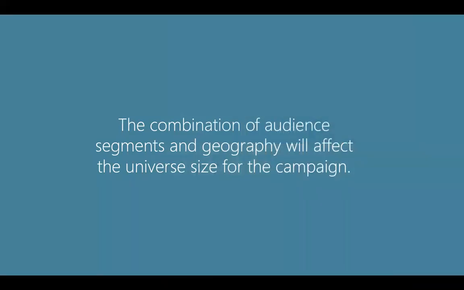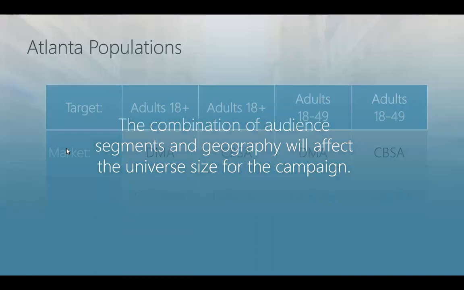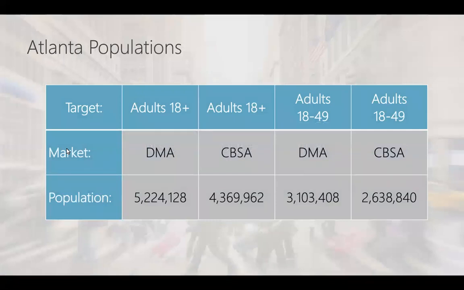Next slide, please. Now that we've talked about the two components of demographic profile and geography that define universe, it should be clear how the combination of these geographies and audience segments affect the universe size. But let's look at an example before we move on. In this chart, each column reflects a demographic and geographic combination. The adult 18 plus population varies from 5.2 million within the Atlanta DMA to 4.3 million in the Atlanta CBSA. However, there is also a difference when you compare a more complex target, such as adults 18 to 49, between the DMA and CBSA.